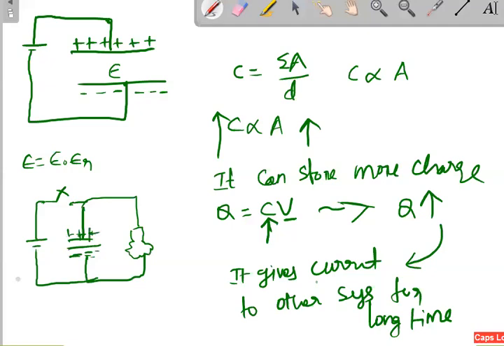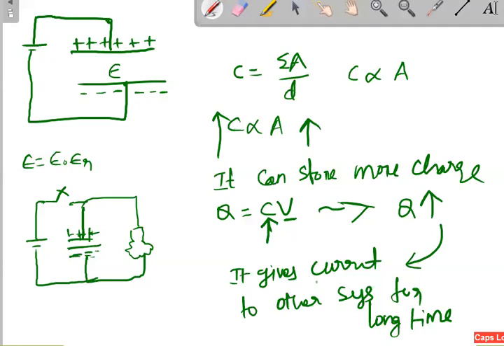Everything I am now explaining with the help of the formula, and we will do everything with the simulation. Now in C we have concentrated on A. Then what is the effect of D?